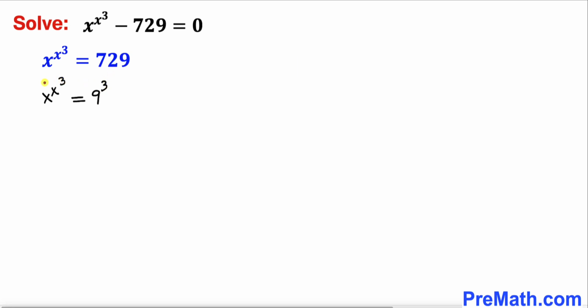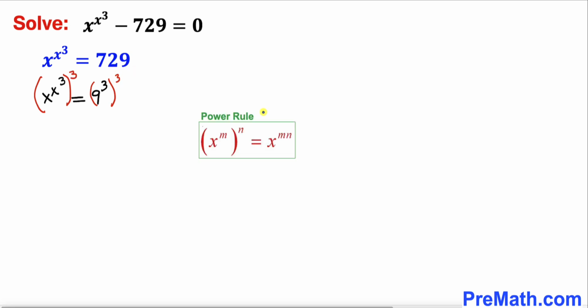And now here's our next step. Let's go ahead and take power 3 on this side and take power 3 on the right hand side as well. And now let's recall this power rule. According to this rule, we can multiply the exponent x to the power 3 times 3. So the left hand side could be written as x to the power 3 times x to the power 3, equals, we are going to multiply out these nested exponents as well. So that is going to give us 9 to the power 3 times 3, which is 9.